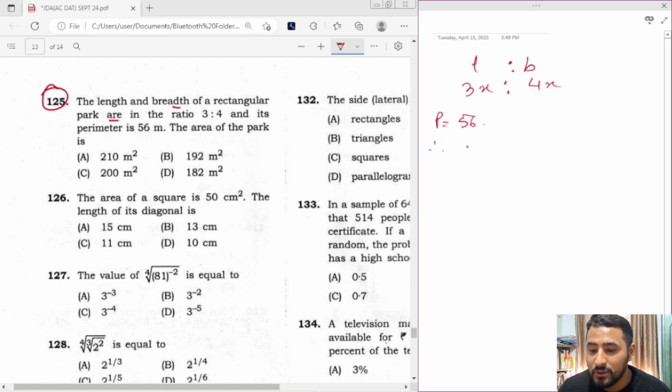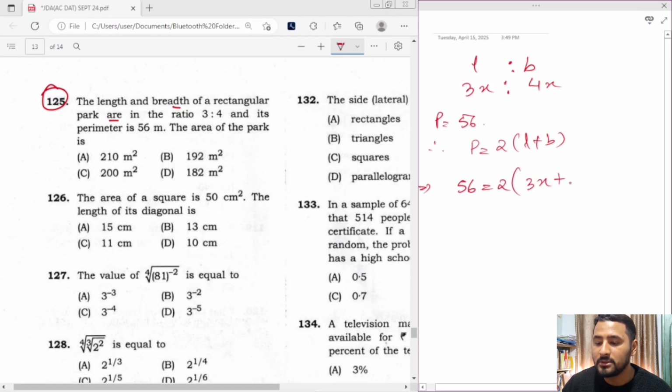So let's see, we know the formula of perimeter of a rectangle. Okay, it is twice length plus breadth. Clear? So put the values. P is already given, it is 56. 56 equal to 2 into, length is 3x plus breadth is 4x. Clear? You cancel 2 into 28, you'll get 28 equal to 4x plus 3x, which will be how much? 7x. We get the value of x as 28 by 7, which is 4.